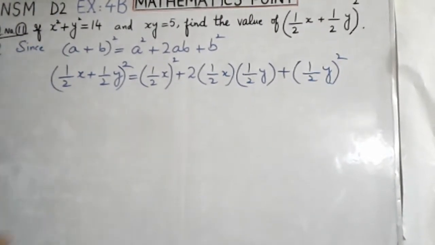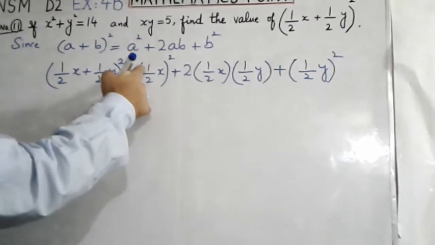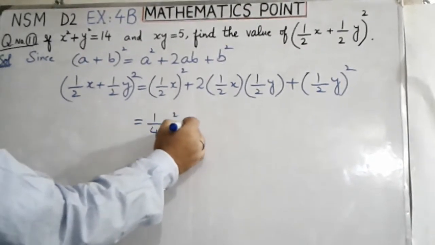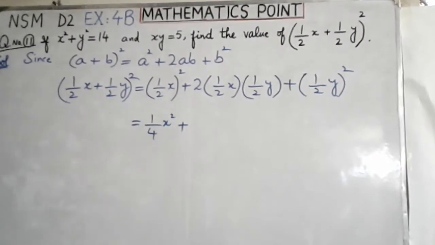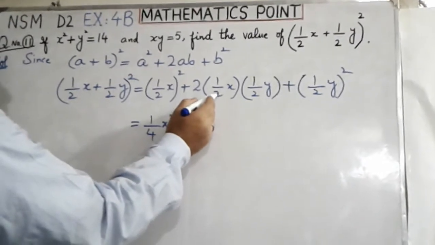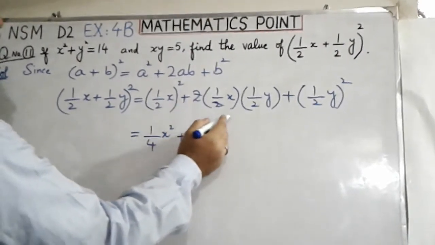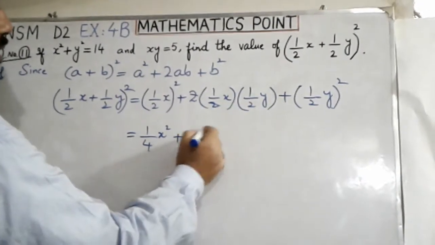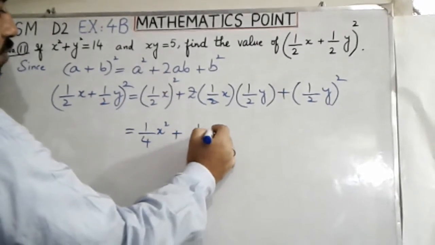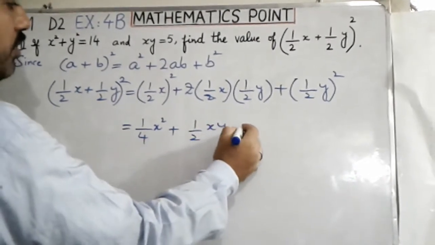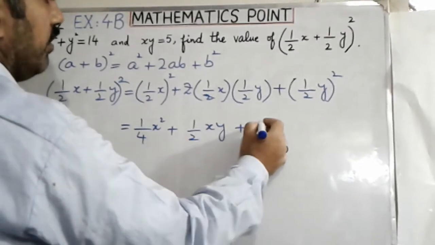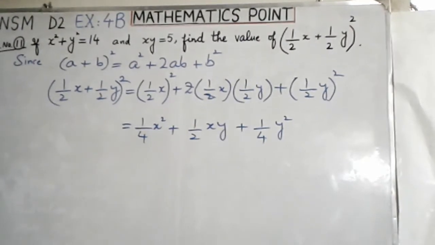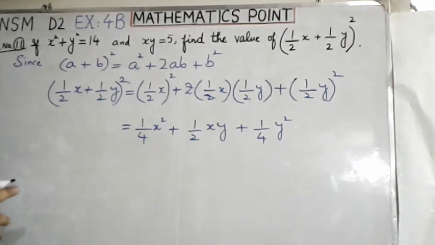Now open the squares. 1 over 2x whole square is 1 over 4x square, plus, this 2 is cancelled by this, so cancel these. We have 1 into x, that is x, and 1 into y is y, so we have 1 by 2 xy, plus now open the square of this term, we have 1 over 4 y square. Students, you got the point?